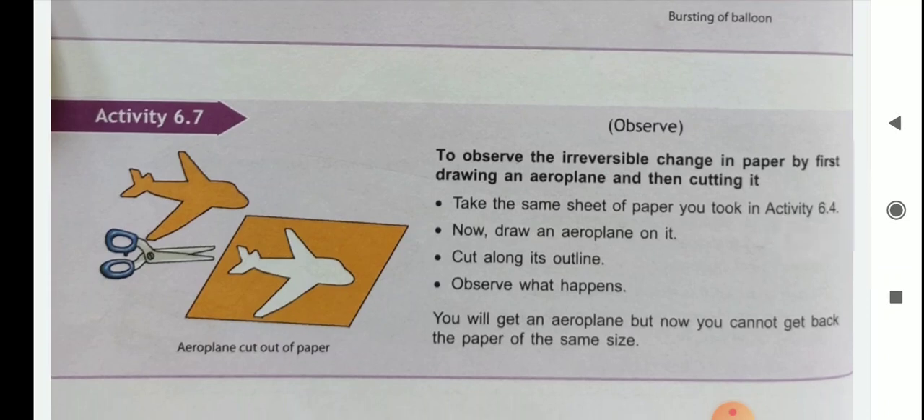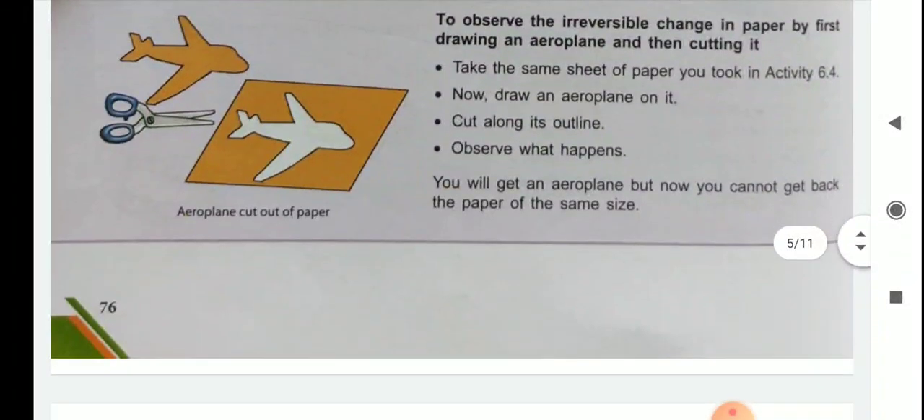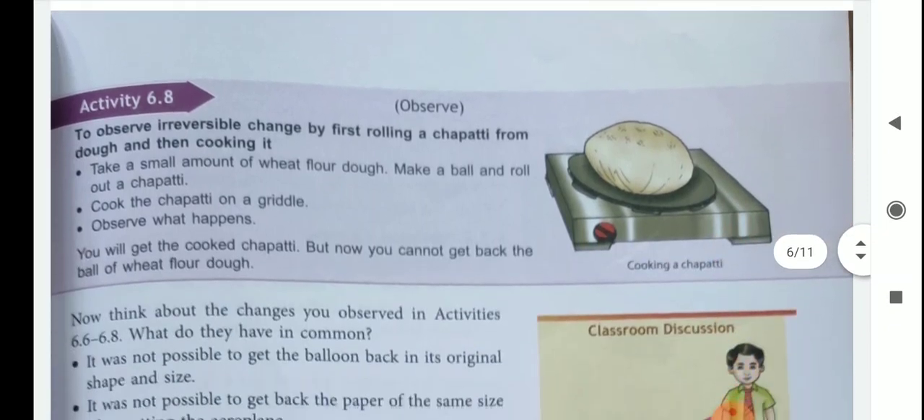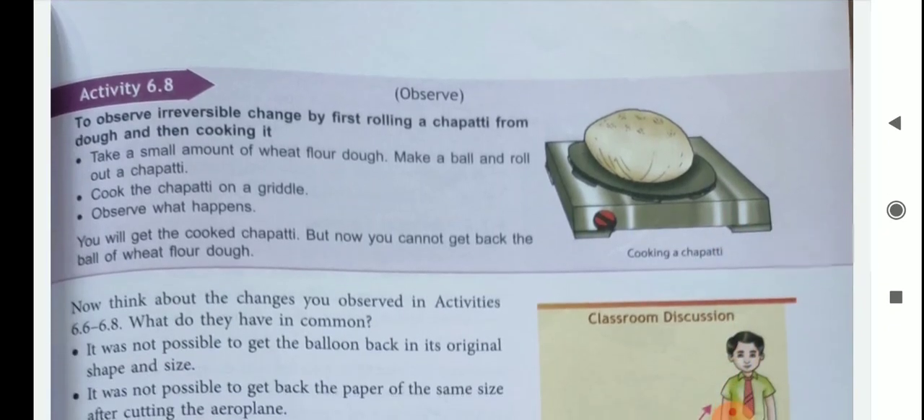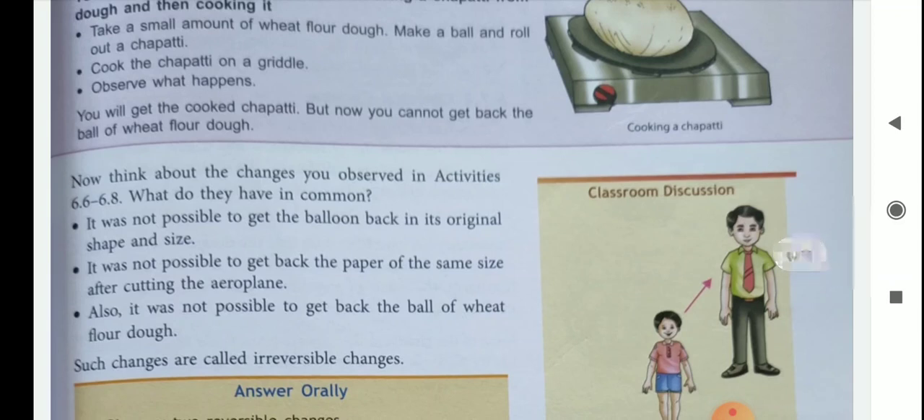Then in paper, by first drawing an aeroplane and then cutting it. After cutting the paper, we cannot get back the paper of the same size. Then the change by first rolling a chapati from dough and then cooking it. So these are examples of irreversible change.